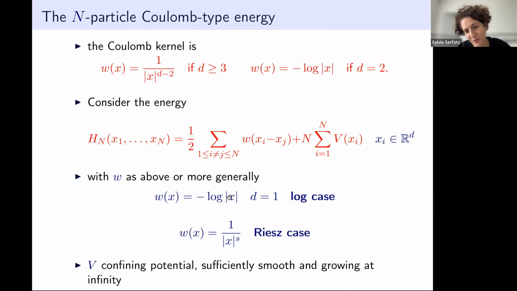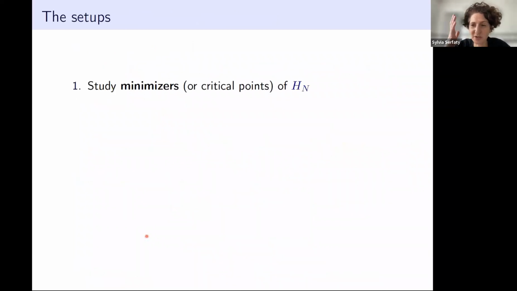Okay, now I told you about Riesz systems, and that corresponds to the case where you generalize to, so there's going to be 2 cases, the logarithmic interaction in 1D, which is not Coulombic. So you can call that a log case, or inverse powers, 1 over x to the s, where s is different from d minus 2. That will be the general Riesz case. Okay, so I will be discussing briefly 3 different kinds of questions that you can ask. One is look at minimizers of these energies, or maybe critical points of these energies, Hn.